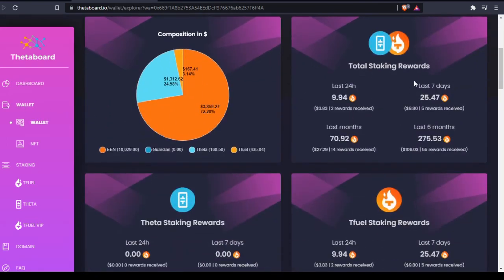In the last 7 days, I received 25.47 TFuel, which is equivalent to $9.80, and it would include 5 rewards.